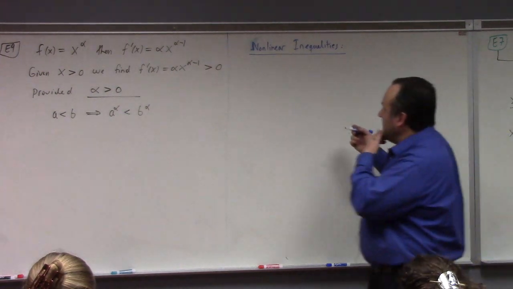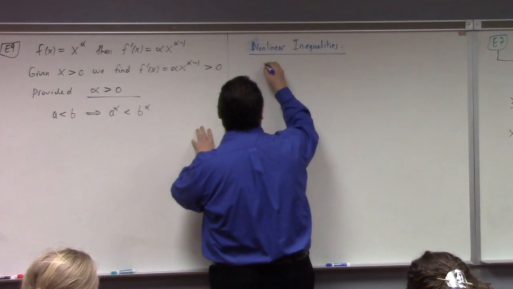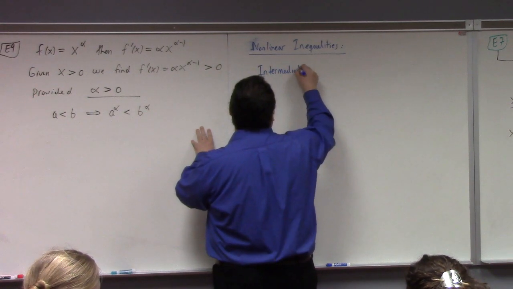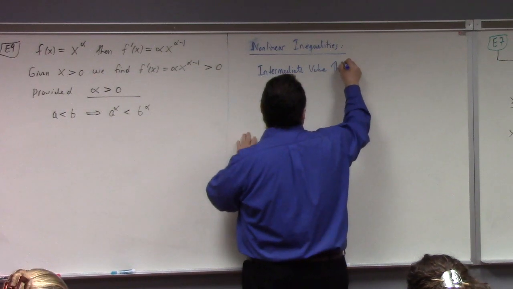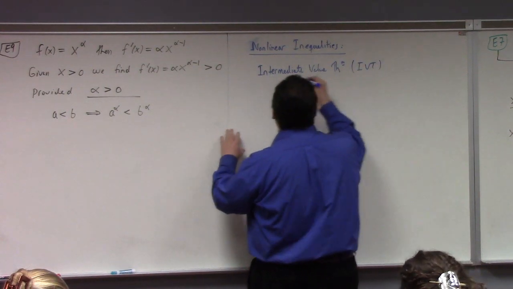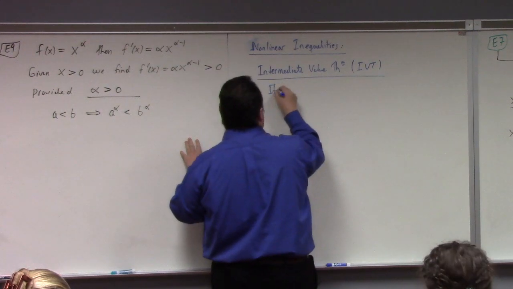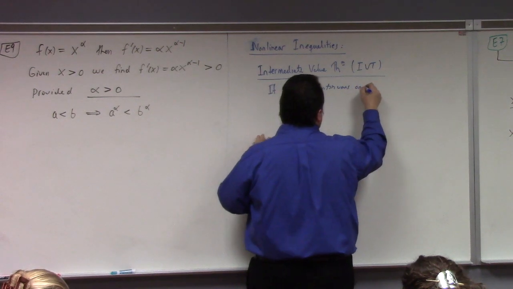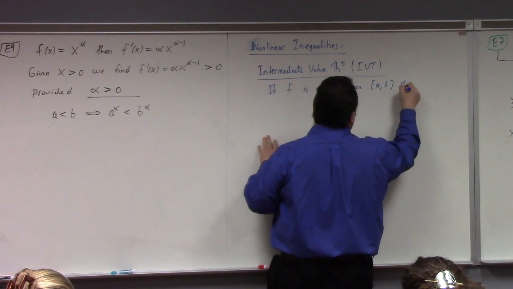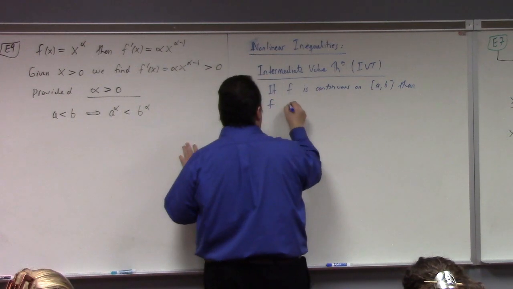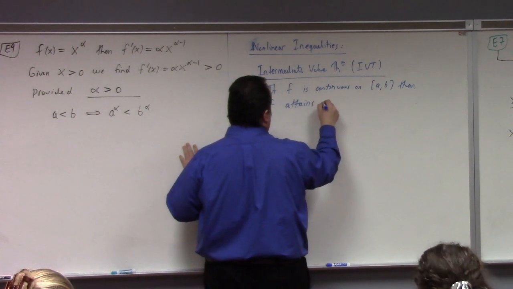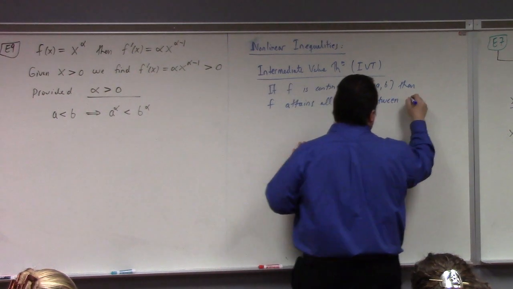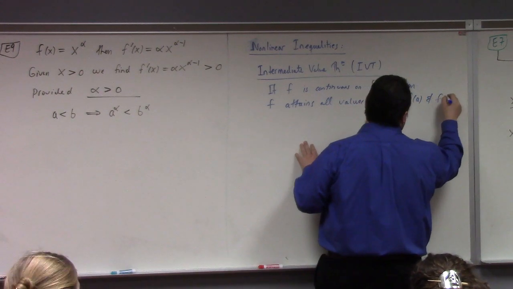And so chief among these is the intermediate value theorem. What's that say? IVT. It says the following: if f is continuous on a closed interval a to b, then f attains all values between f of a and f of b.